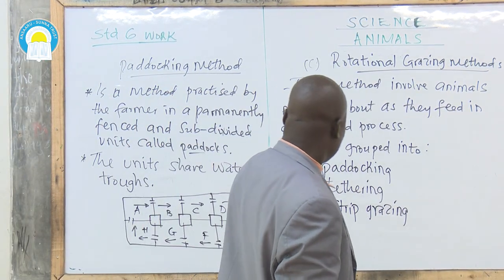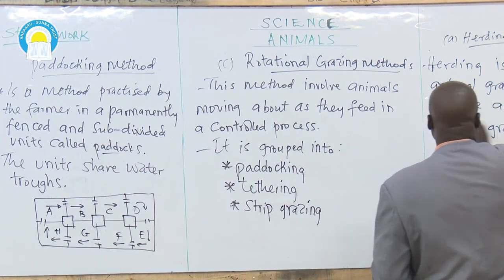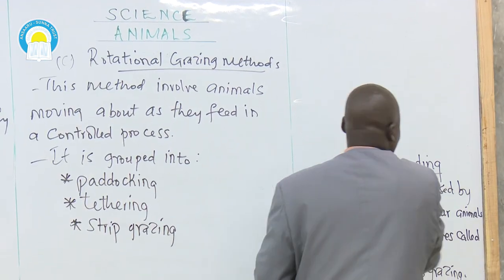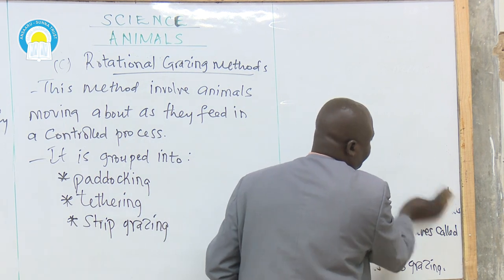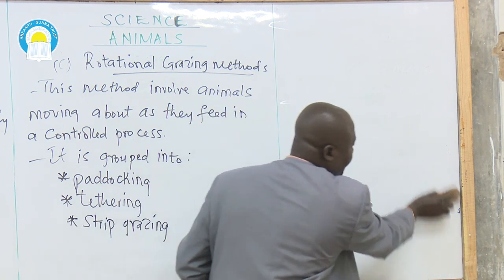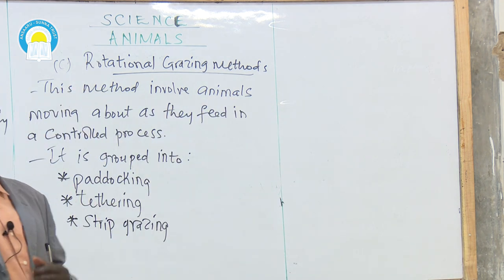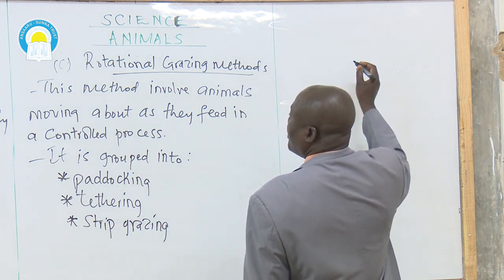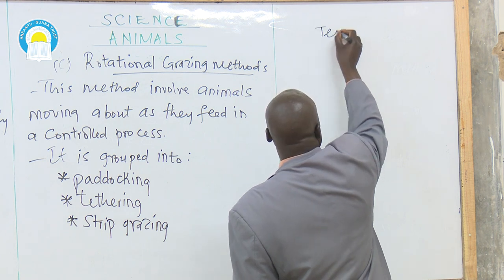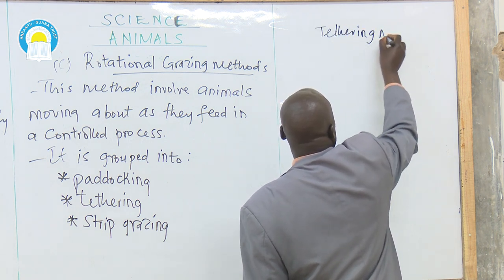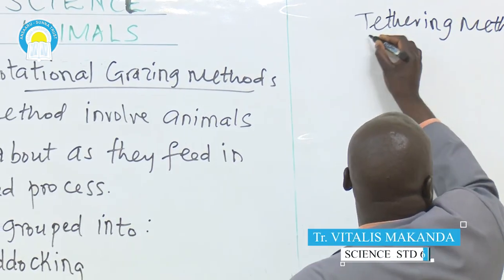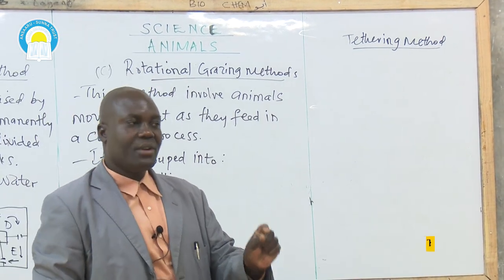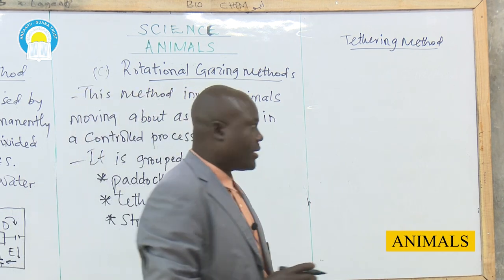We come to number two, which you call the tethering method. The tethering method is a method that involves animals which are tied on a rope. The animal is tied with the rope, and then the rope is tied either on a post or on a peg.